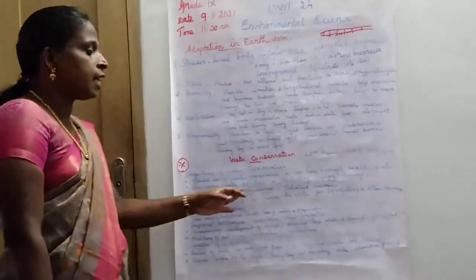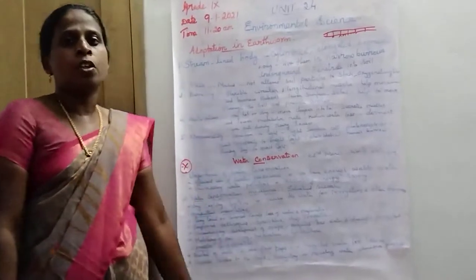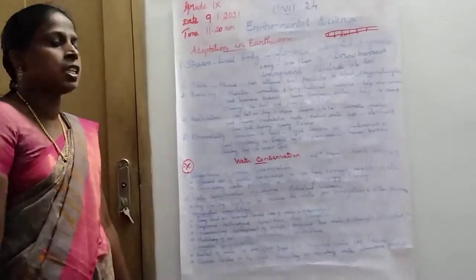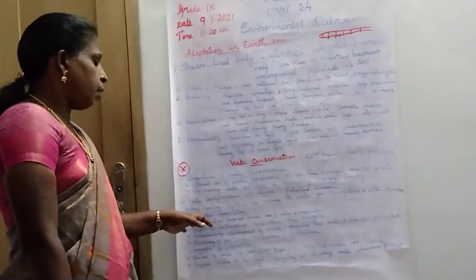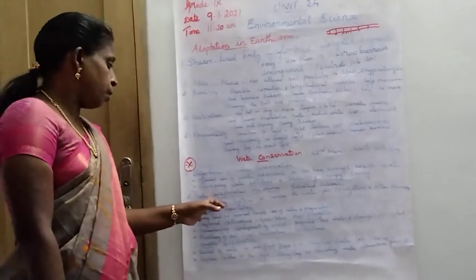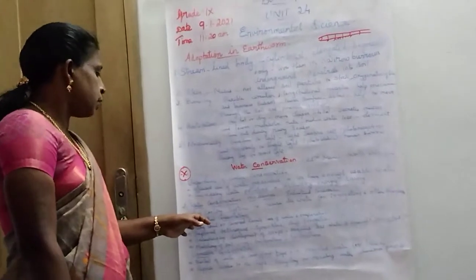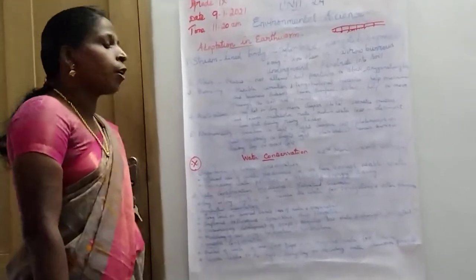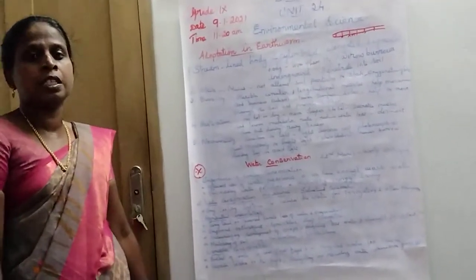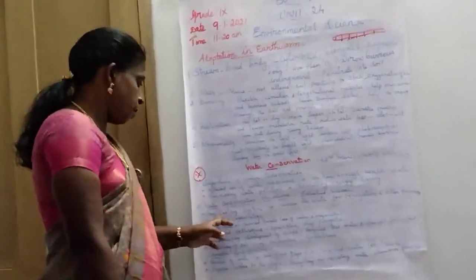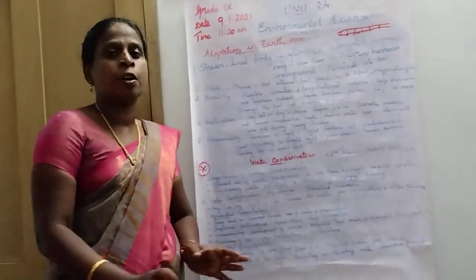The first one is industrial conservation. So on the side of industrial conservation, if you want to conserve the water, first we can use the dry cooling system. In the industries, they are using the cooling system. So they can use dry cooling system.